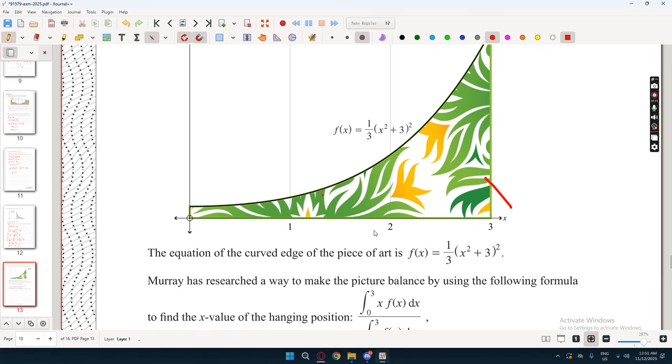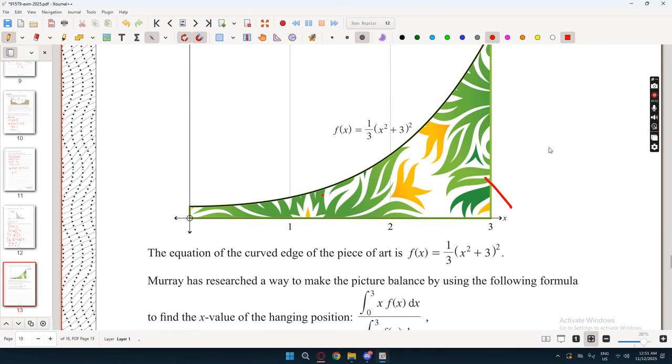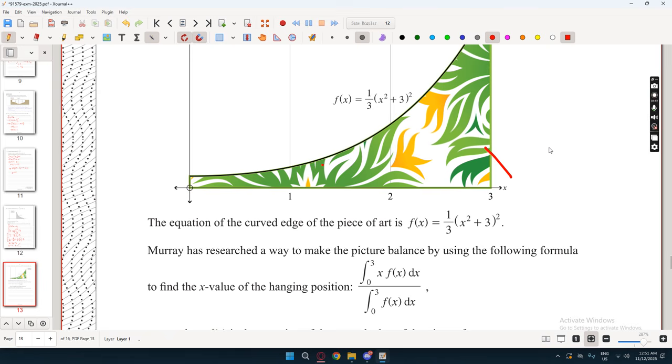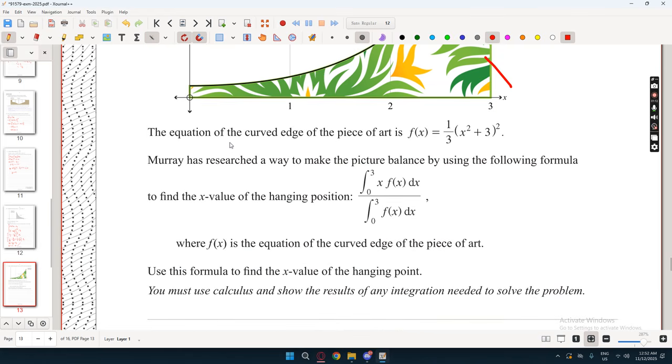The equation of the curved edge of the piece of art is f of x equals this. Sure. Perhaps we're using the following formula to find the x value of the hanging position. Huh. Probably a center of mass thing. That's quite interesting, actually.